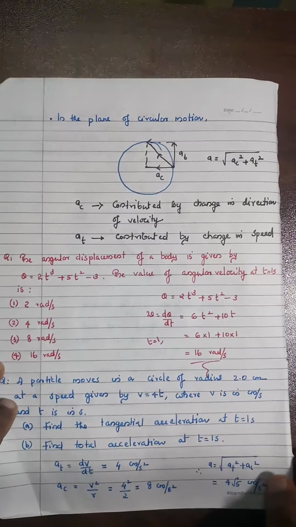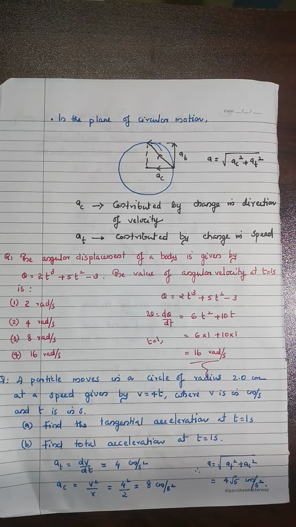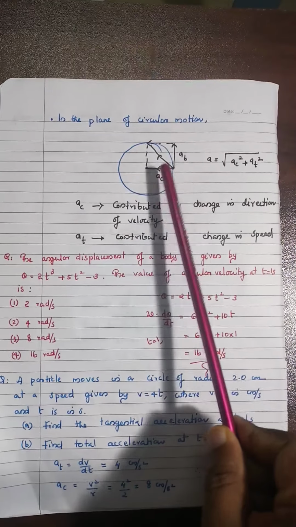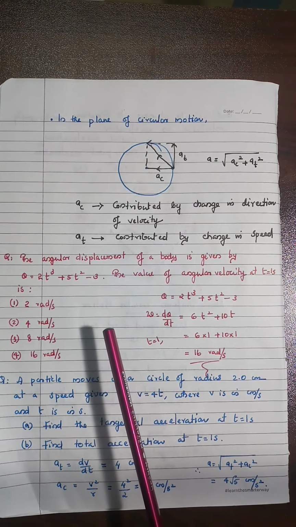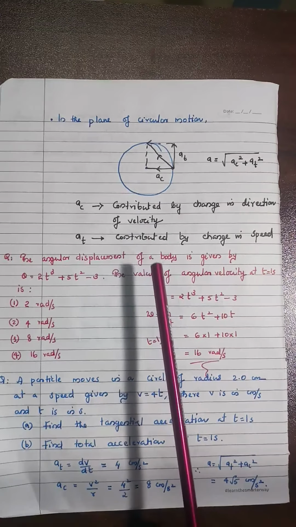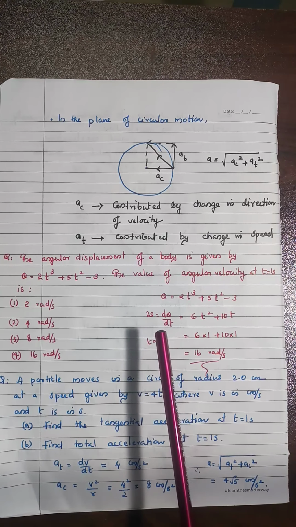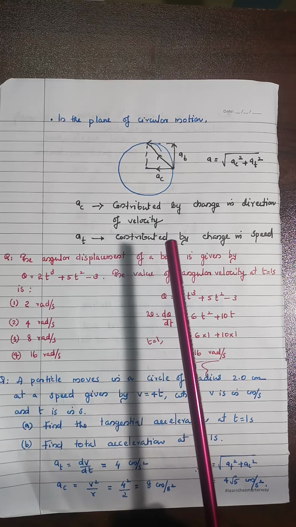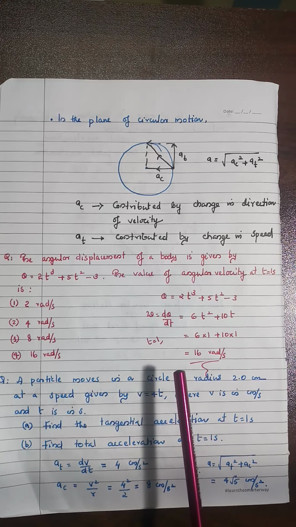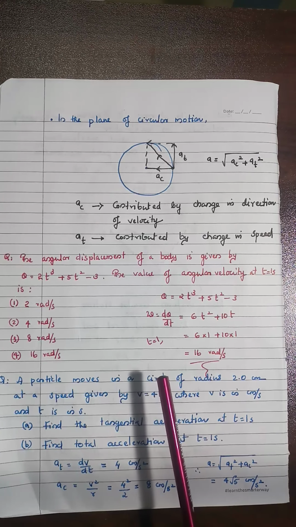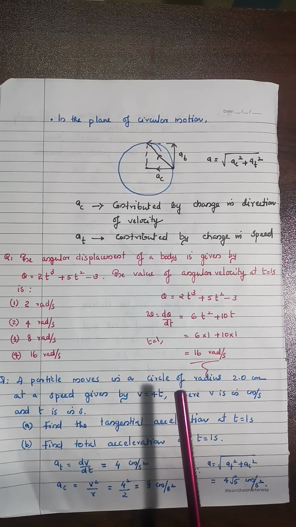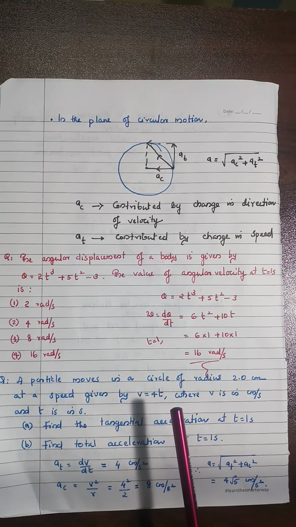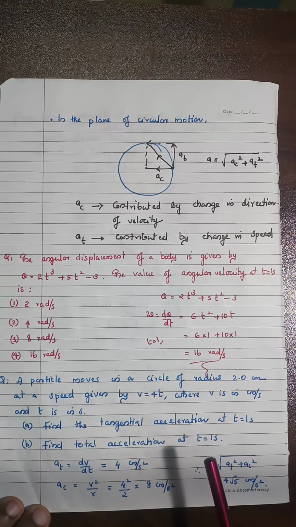So we have a very important point. Keep in mind, in the plane of circular motion, the body suffers two accelerations at a time: AC, the centripetal, and AT, the tangential. AC is because of the change in velocity direction, but AT is because of the change in speed. So these are the very important factors in relevance to non-uniform circular motion. We can move on to some important problems.